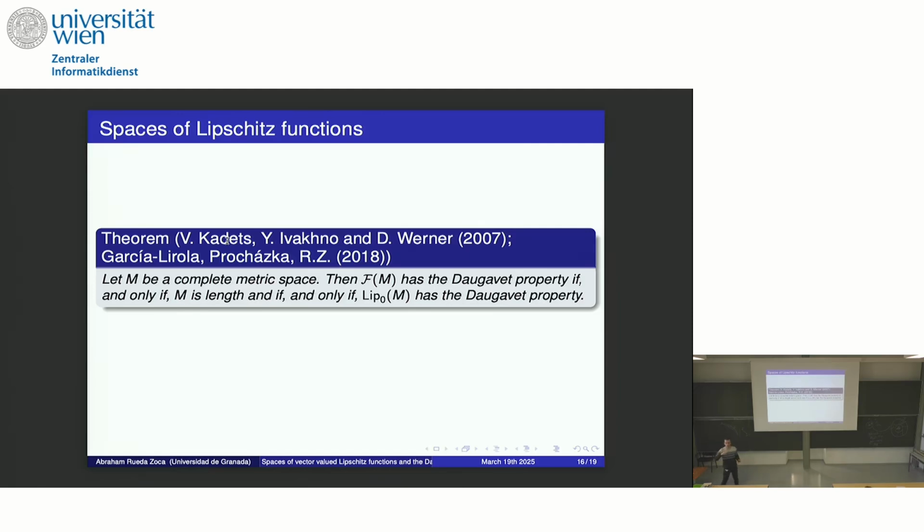If you think of the very original operator definition of the Daugavet property, it is clear that the Daugavet property passes from a Banach space to its predual. So proving that Lipschitz has the Daugavet property is harder than the Daugavet property of F of M. That is why I started there. Now, if our result were good enough, we should be able to prove that M length implies not only that F of M tensor X, but Lipschitz of M X has the Daugavet property regardless of X. And the answer is yes.